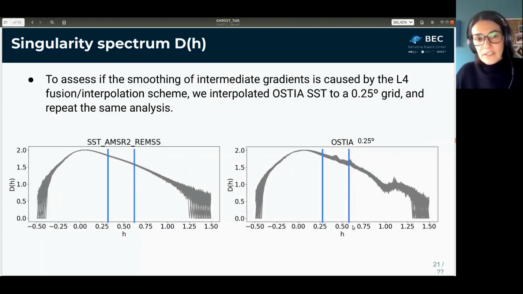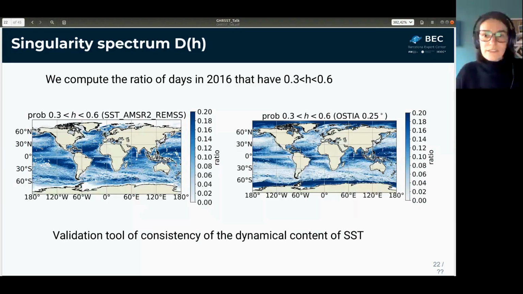Now this loss of energy has disappeared, so this is proof that this loss of energy is caused by the interpolation scheme. We have also repeated the maps of the ratios, and now you can see that these two maps are much more in accordance. So with that, we can conclude that this could be a validation tool of the consistency of the dynamical content of the different SST products.